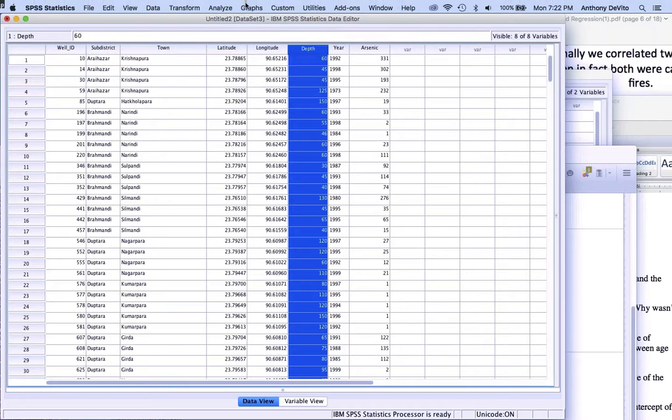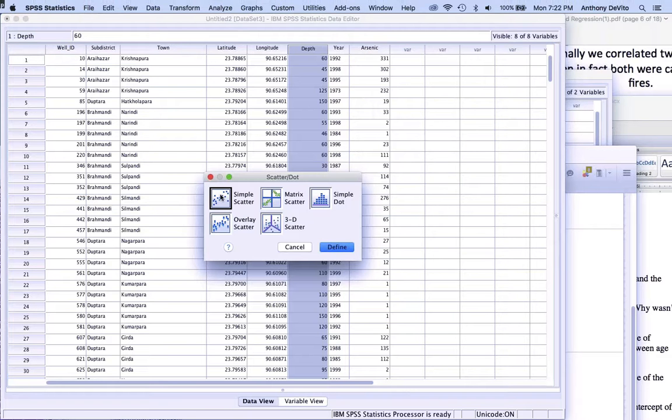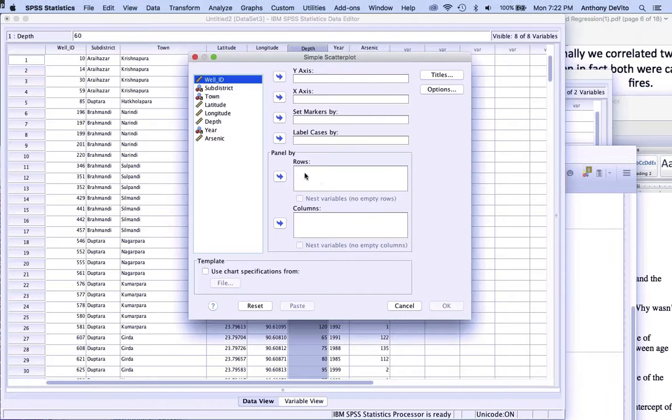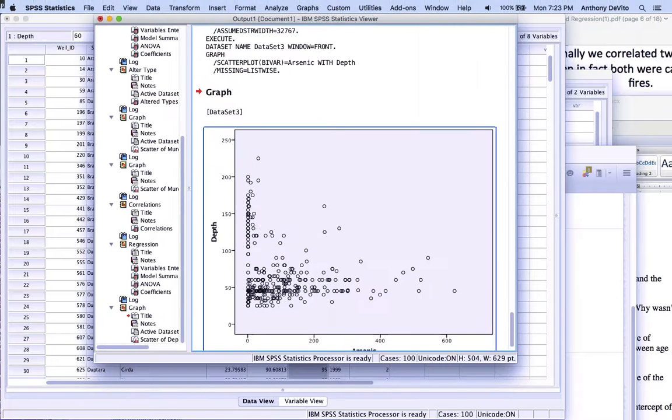Let's go do a graph. Analyze, legacy dialogues, scatter dot. Define, so you guys can do this while I'm doing it also. And let's take a look if there's an association between the depth of the well and the amount of arsenic. Whoops, got the wrong one. The depth of the well and the amount of arsenic. Doesn't matter which one I put into which, because right now I'm just looking for a correlation.